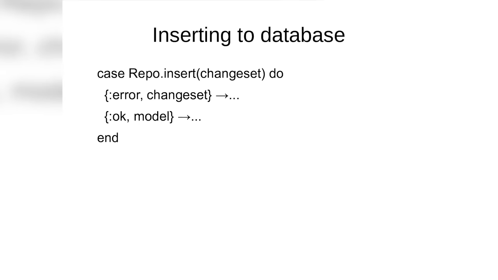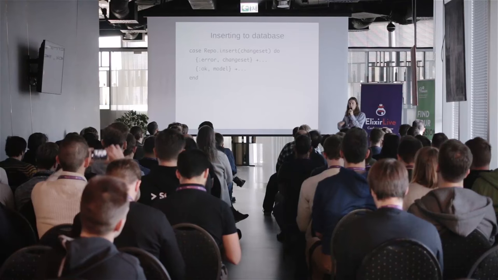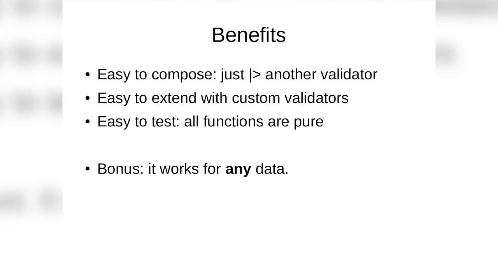Another cool thing about change set is that it is also used with the database abstraction repo. So if we want to insert something to the database and the database throws any errors, we can also convert it to change set errors. So we have the same abstraction both for validation and for database access. And bonus thing, it works for any data structure. So we don't need to use it with databases. We can also use it with our APIs to check if the data from the API is valid.